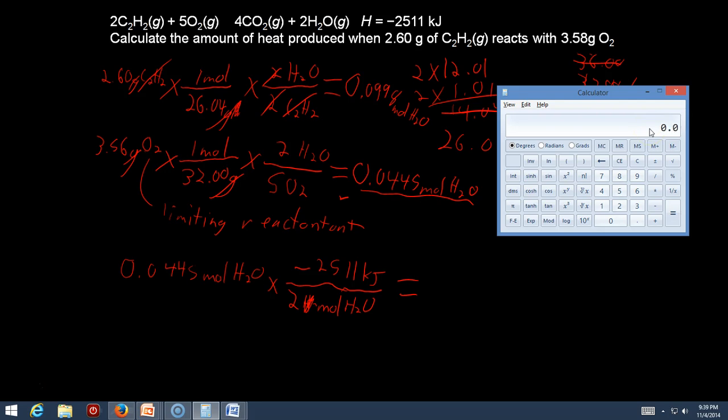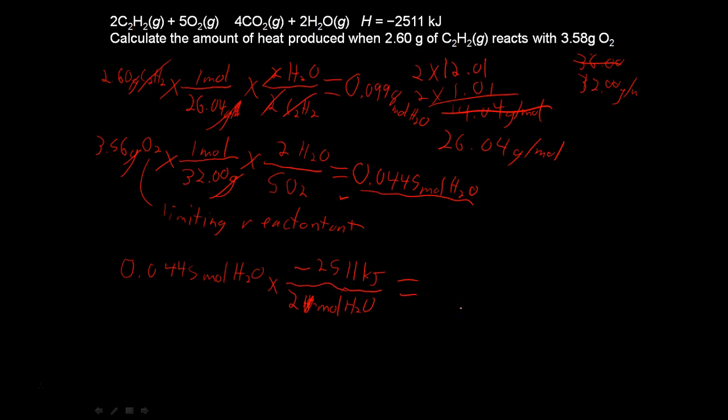All right, so let's go ahead and put it into our calculator. So we put in 0.0445 times 2511. Remember that this is actually a negative value, so we'll have to switch the signs. Divided by 2. That 2 down here. So we end up producing a negative 55.9 kilojoules of energy when this reacts as far as it can go. Remember, oxygen is our limiting reagent, and so when the oxygen runs out, at that point we will have produced this much heat.